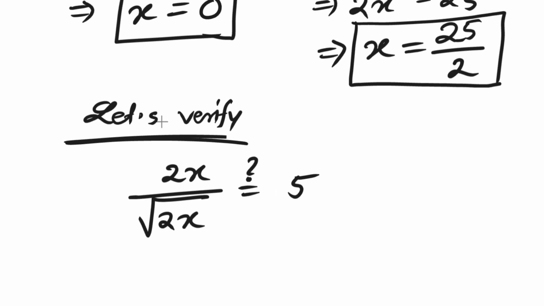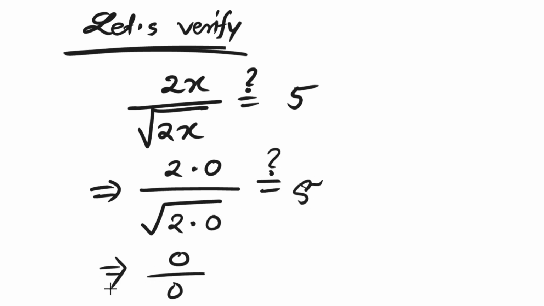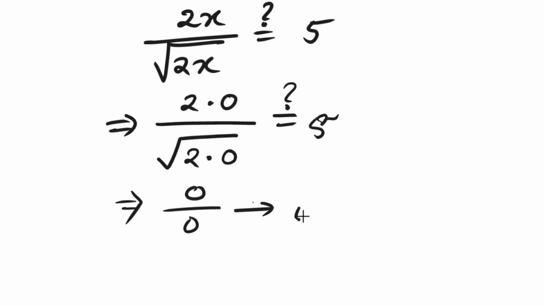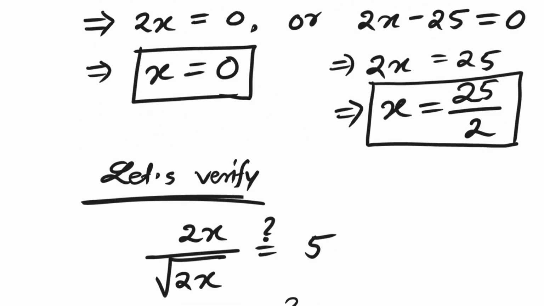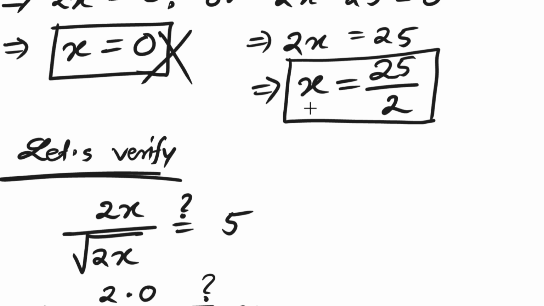Now, let's test the first value. x equals 0. Substituting it into the original equation gives 2 multiplied by 0, divided by the square root of 2 multiplied by 0. That becomes 0 divided by 0, and 0 divided by 0 is undefined. Since the original equation is not even defined at x equals 0, this is not a valid solution, so we reject it. Now, let's check x equals 25 over 2.